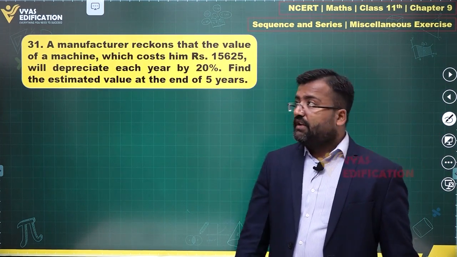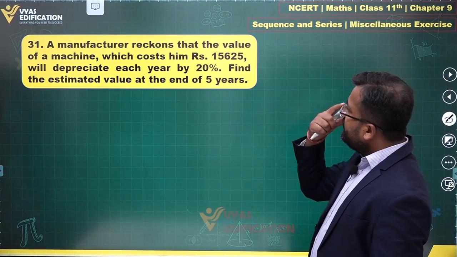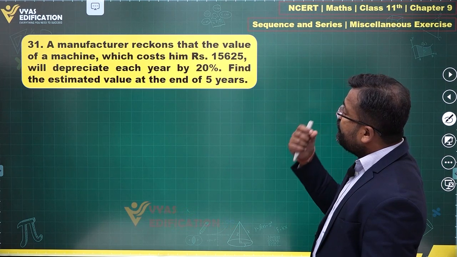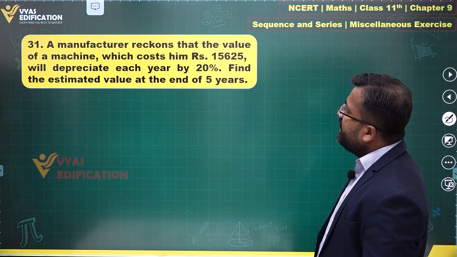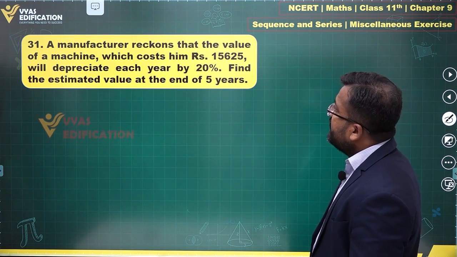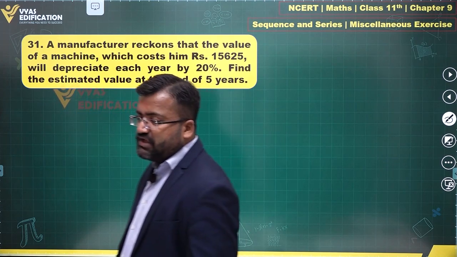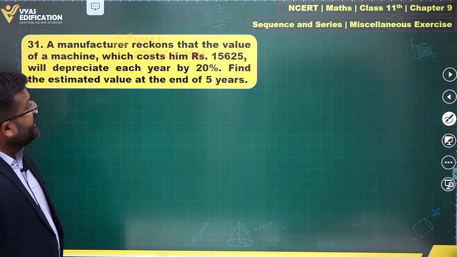In question number 31, the person says a manufacturer reckons that the value of a machine which costs him rupees 15,625 will depreciate each year by 20%. Find the estimated value at the end of 5 years. That's what we are interested in. The machine costs him this much and depreciates each year by 20%.